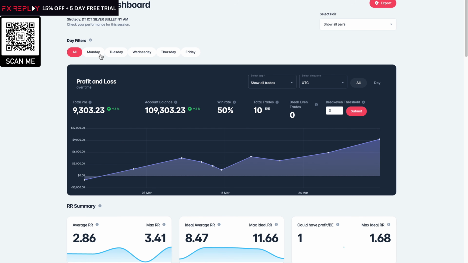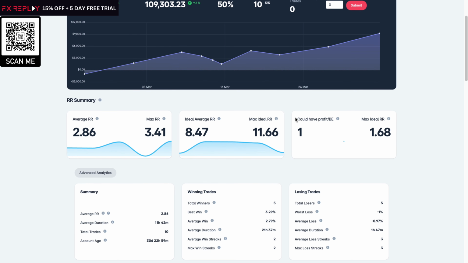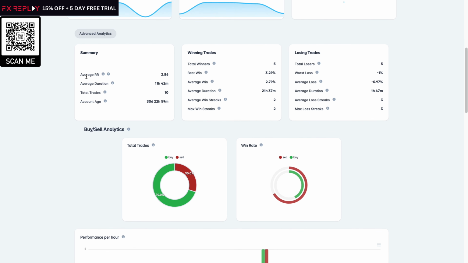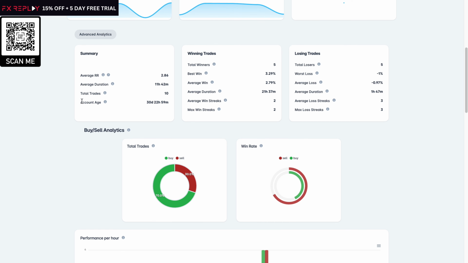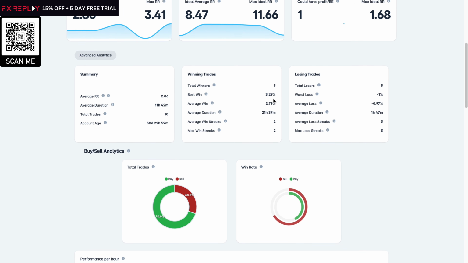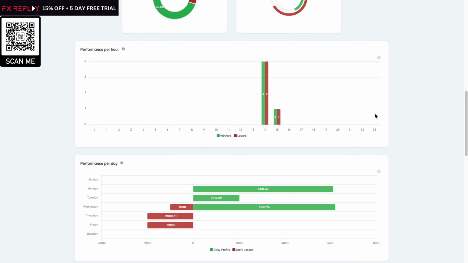That's what you want to see. Average RR was almost 3. You see some trades you could have broken even. And you see all the summaries. Average duration, 11 hours. Long trades. And I think that has to do with the last trade we held for 3 days. That held the average up. 5 winning trades, 5 losing trades. And the wins are, of course, preceding the losses. So I have a very decent profit.